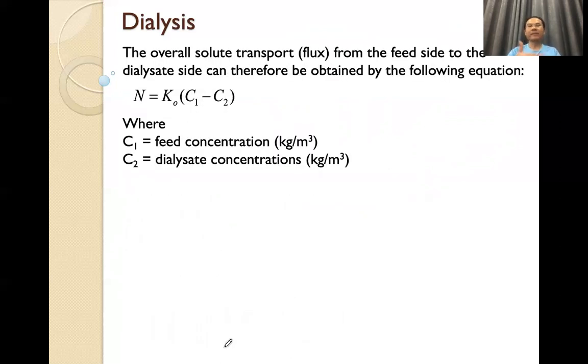And then you can correlate the mass flux from the mass transfer. The mass flux equals KO times (C1 minus C2). C1 is the solute concentration of the feed. C2 is the dialysate concentration, the concentration after some solute diffuses through the membrane. K is the overall mass transfer coefficient.